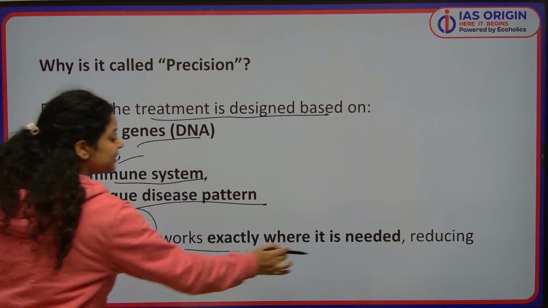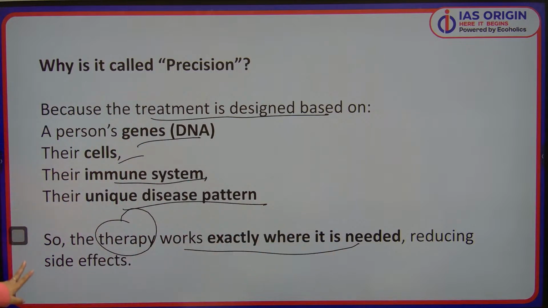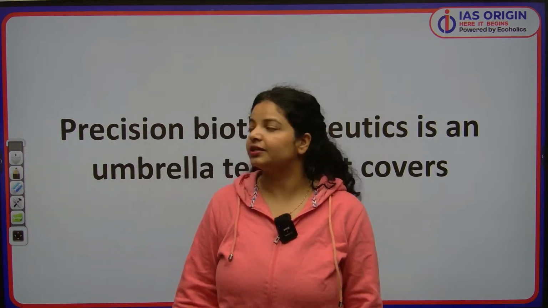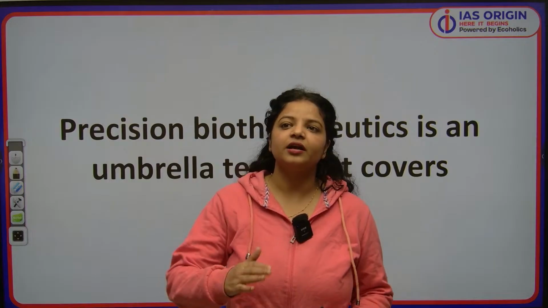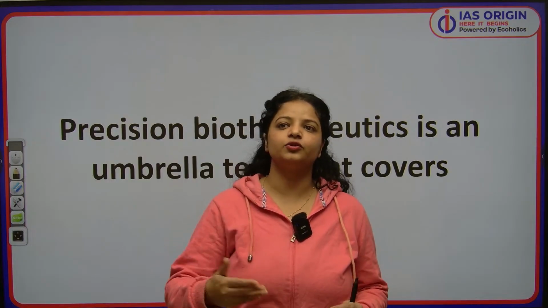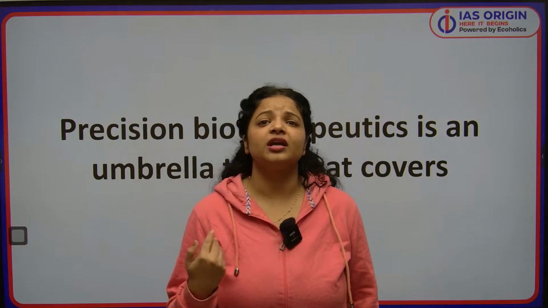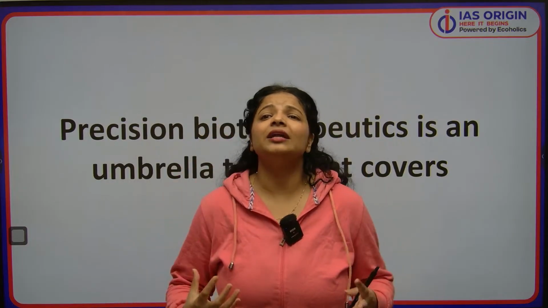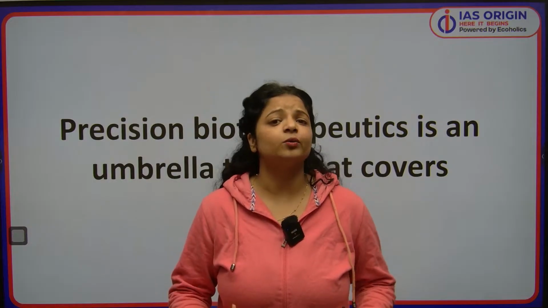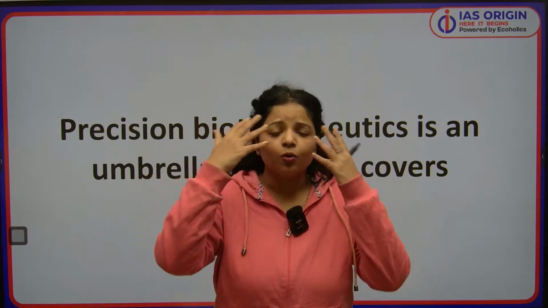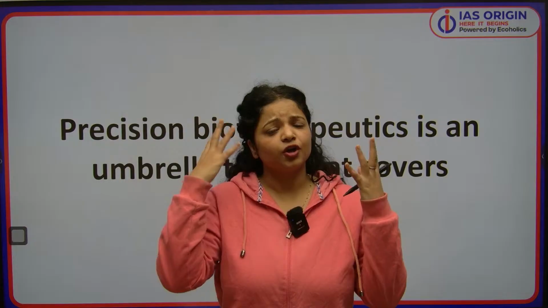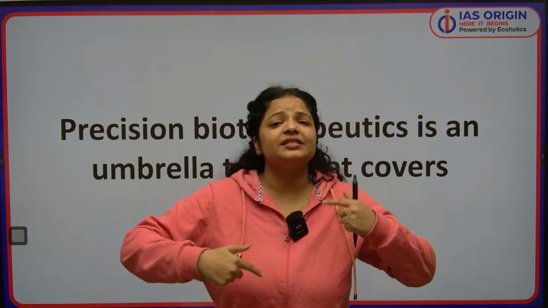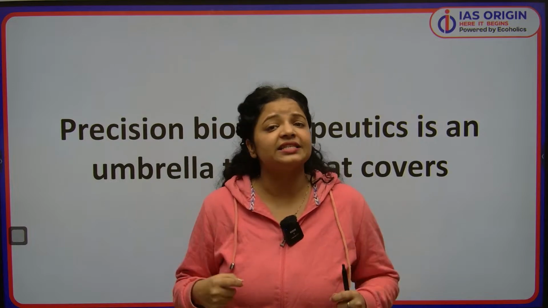So the therapy works exactly where it is needed, reducing the side effects, especially in cancer. Why have I started with cancer? Because most of the time, when a cancer patient, after the operation or during the process, is taking chemotherapy and radiation, other body parts and other cells are equally affected. Hair falls out, normal hair, facial hair, eyebrows, everything is hampered. Plus, with chemotherapy and radiation, other healthy cells are also affected.